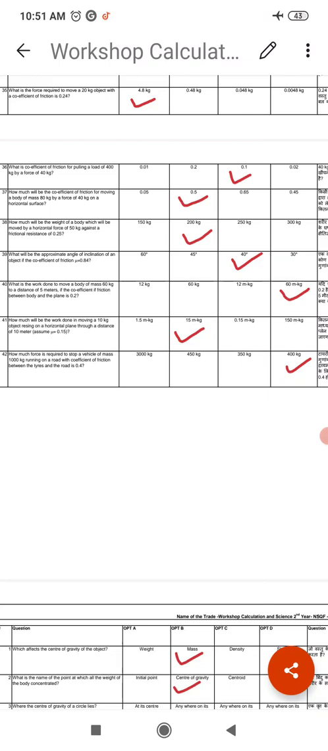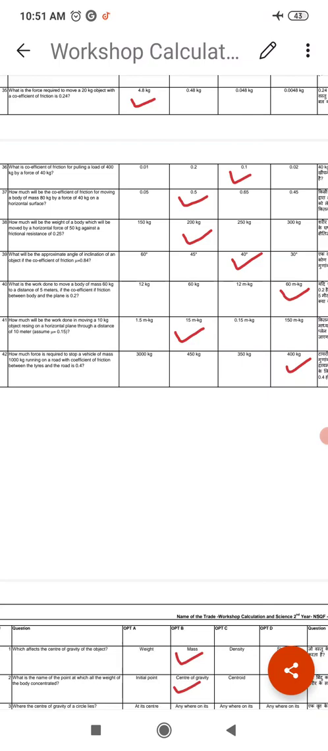Option C. Next, what is the work done to move the body of mass 60 kg to a distance of 5 meters if the coefficient of friction between body and the plane is 0.2? The answer is 60 meter kg. Next, how much will be the work done in moving a 10 kg object resting on a horizontal plane through a distance of 10 meter? Mu is equal to 0.15. The answer is 15 meter kg.